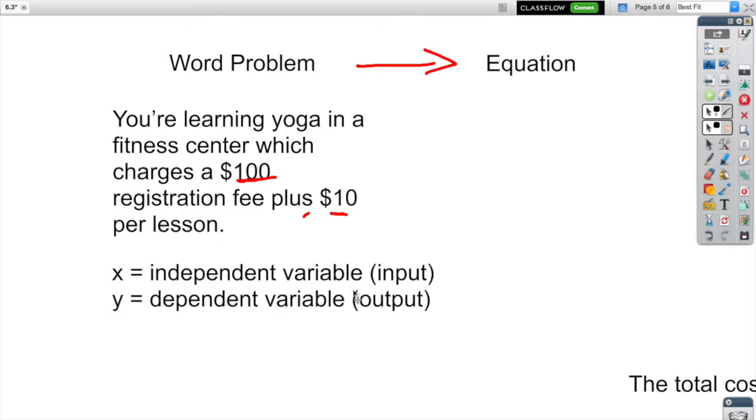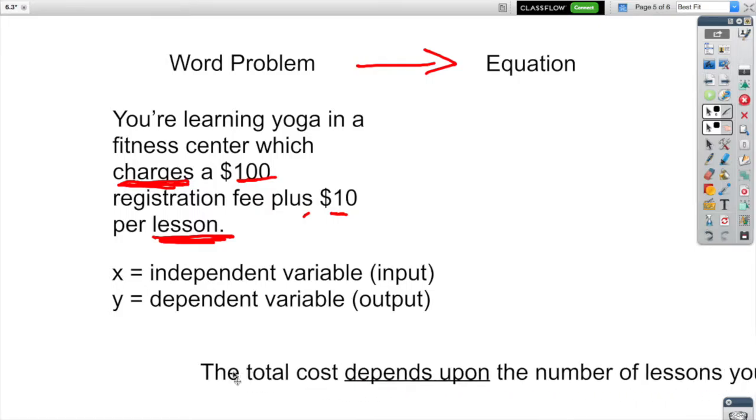What you want to think about here is when you read the story, what depends on what? What's missing here is this: how many lessons are we going to take? And how much are they going to charge us in total? But you have to ask yourself, what depends on what? Does the total charge depend on the number of lessons, or does the number of lessons depend on the total charge? Well, the way it's set up here, they're charging you $100 up front, but then $10 per lesson.